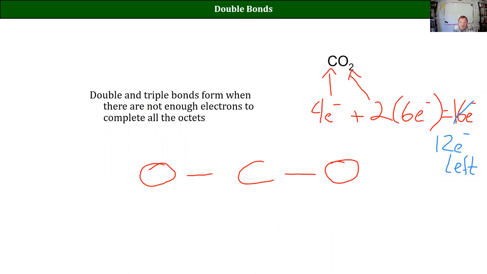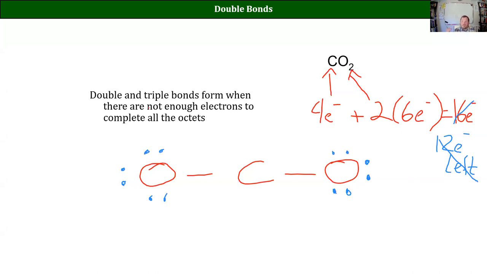How many electrons does each oxygen need still? Each oxygen has 2 and needs to get to a total of 8. So how many more does each oxygen need? Doesn't each oxygen need 6 more each? Each oxygen needs 6 more, exactly. So if each oxygen gets 6 more, that's all of our electrons, right? We only have 12 electrons left. 1, 2, 3, 4, 5, 6, 7, 8, 9, 10, 11, 12. And we're out of electrons.